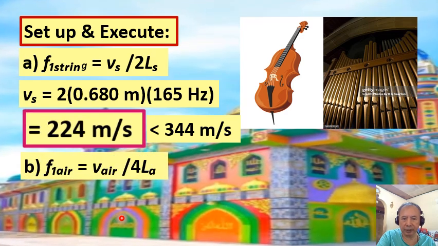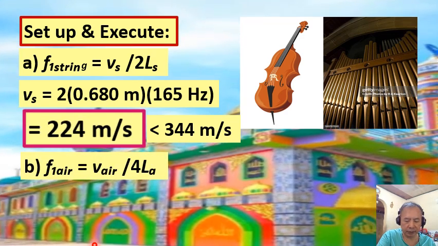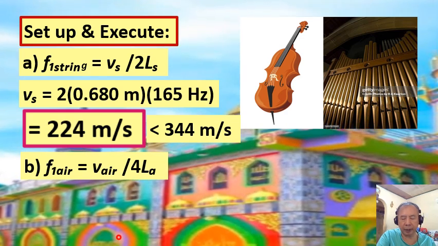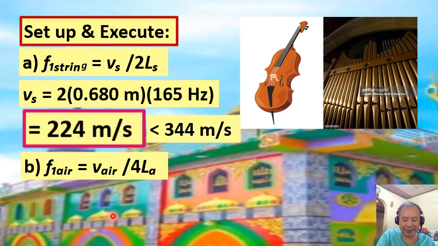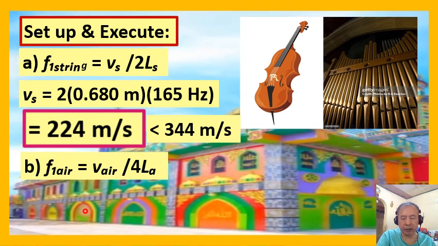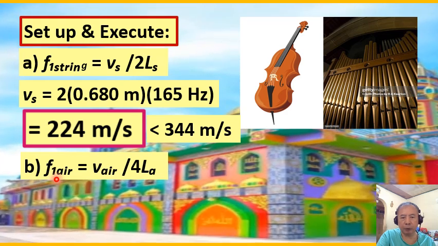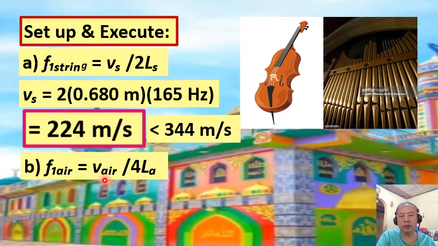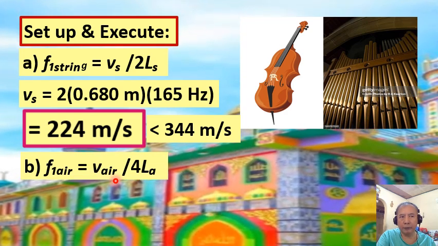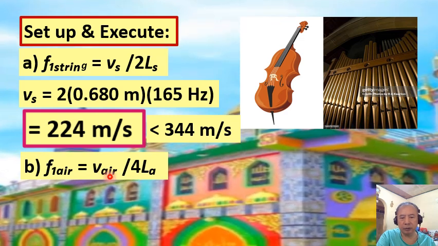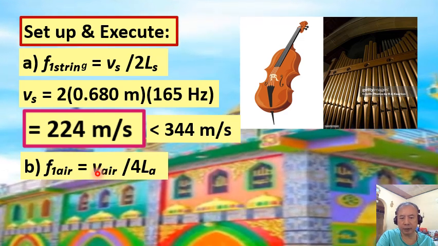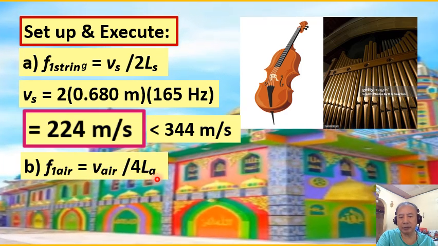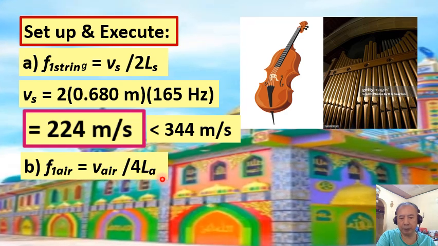Lastly, in part B, we compute the length of the closed pipe denoted by capital L sub A based on the equation f1 for air, or air column, is equal to the speed of the sound in the air column, or the pipe, that's v sub air, divided by 4 times the length of the air column, or the length of the pipe.